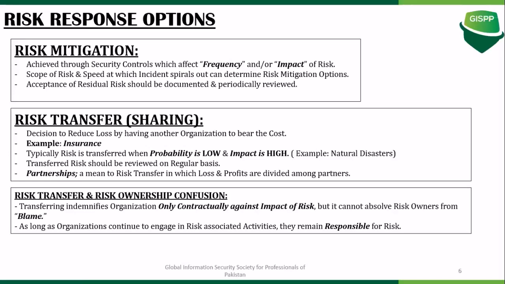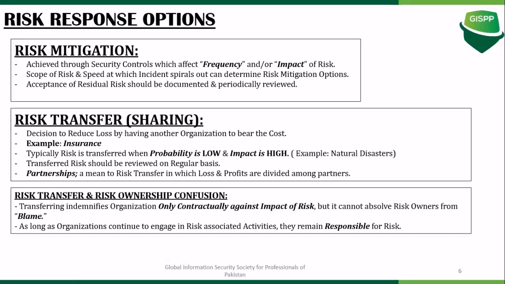So the next option that you have is risk mitigation. Risk mitigation is basically the reaction that the organization takes in order to reduce a risk, and it is usually achieved through some kind of security control, which will either affect the frequency or the impact of the risk. So if you see, risk is determined by what? By the frequency and the impact. So when you employ a certain security control, what you try and do is that either you reduce the frequency or you reduce the impact of the risk.